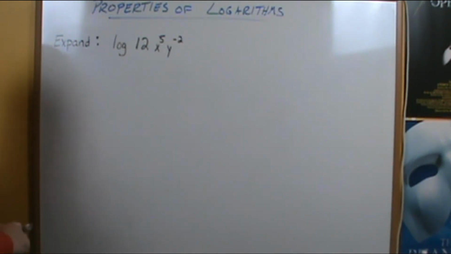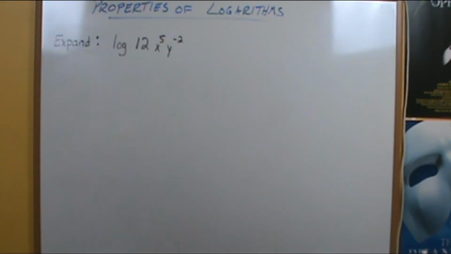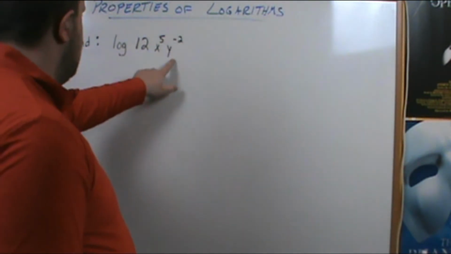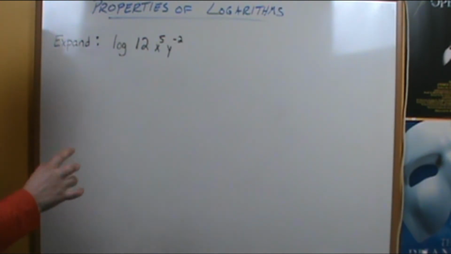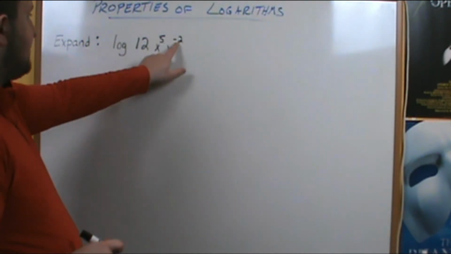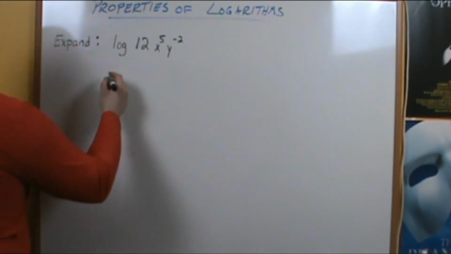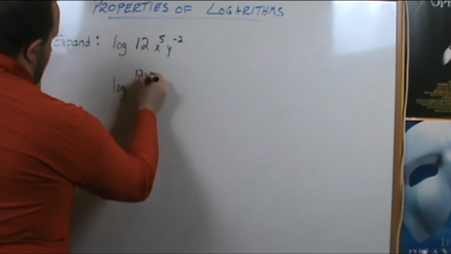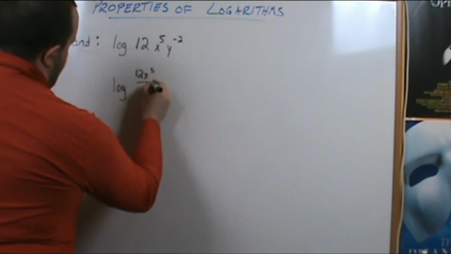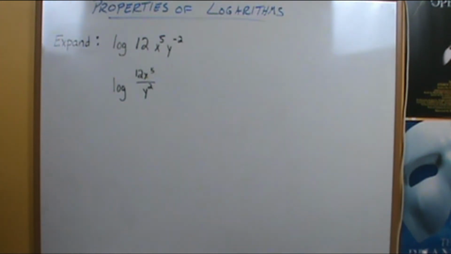The very first thing here that I notice is we have three distinct terms here. So we have a product of three completely distinct terms. Now, I don't know about you guys, but I like keeping my exponents positive. So let's rewrite this expression here as the common logarithm of 12x to the fifth over y squared. I prefer to keep my exponents positive, so when we work with them, we can keep things positive.